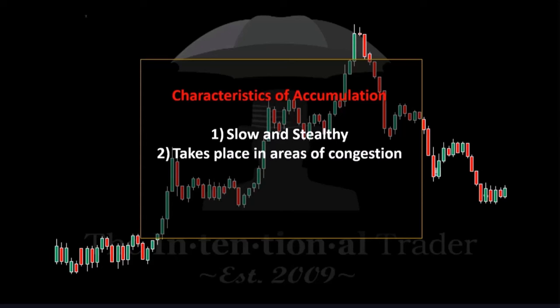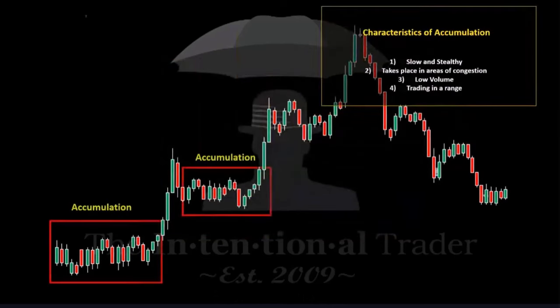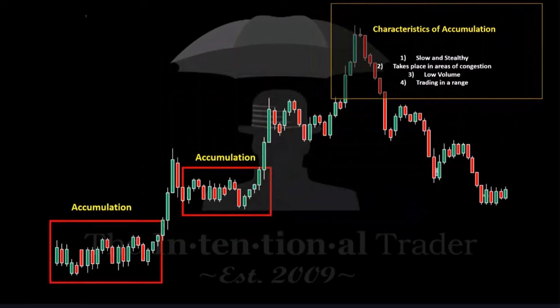It takes place in areas of congestion where you and I are sitting around going, what the heck? This is boring. We sat in the room today for a couple of hours. We were real busy early, then got real slow, and then got busier later. But it just gets so boring. There's no volume. Trading is in a range. So you might look at areas like this and consider them accumulation.